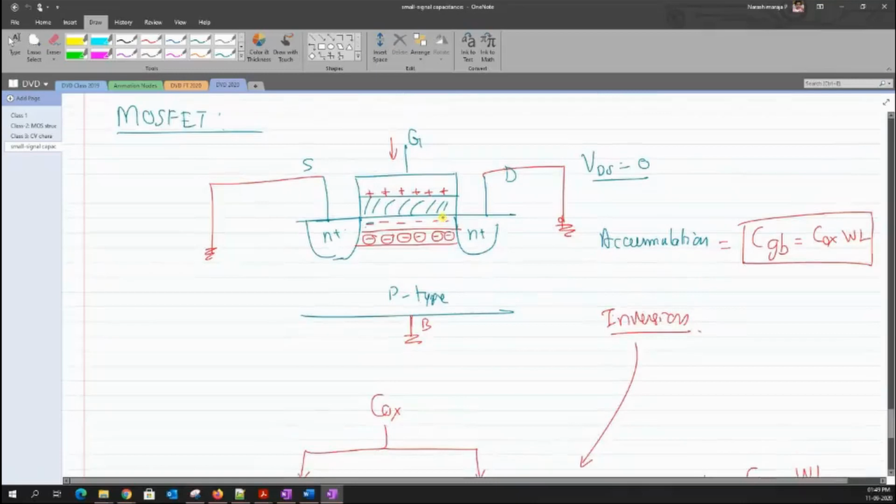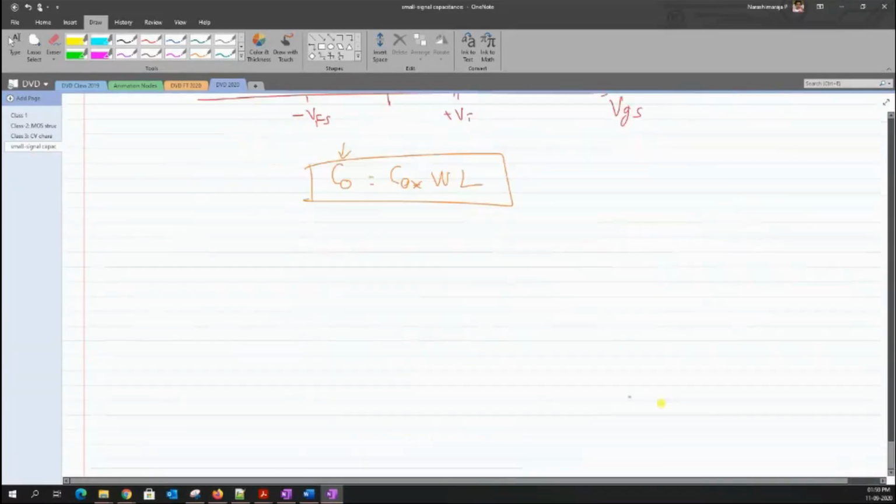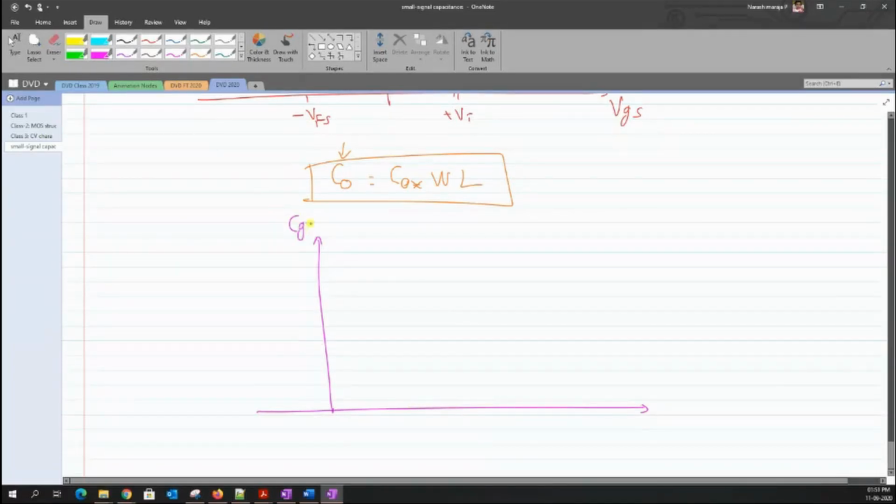So in general, the drain and the source potential never matter when I'm either in the accumulation region or in the depletion region. It matters only when I'm in the inversion region. Now I'm just going to plot a new graph, and this graph is about both CGS as well as CGD. I'm just going to talk about some approximations.